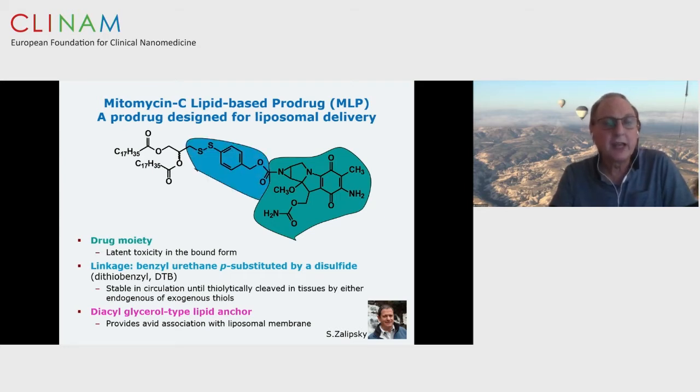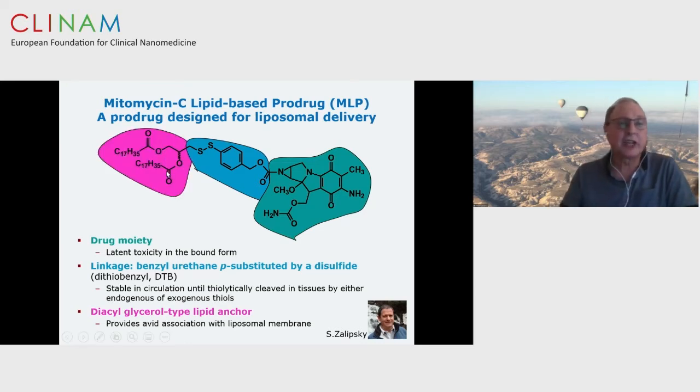It includes a linker, which is a dithiobenzyl linker spacer, which can be thiolytically cleaved to release the drug. And then it also includes two long aliphatic acyl chains, which give the characteristic lipophilicity to the prodrug.